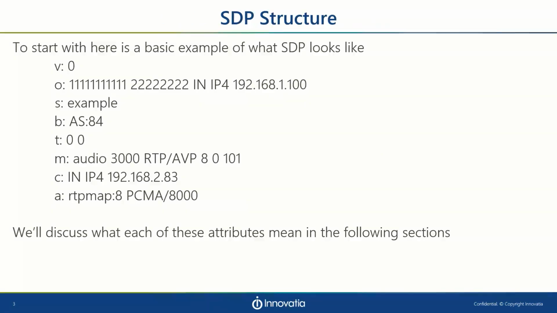When looking at the overall structure of an SDP message body or packet, what you can see here is the basic expected kind of structure. And we're going to look at each of these individual attributes and what all of this means in terms of the different options and selections.